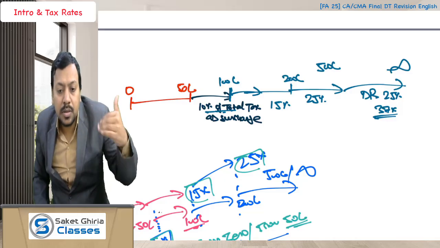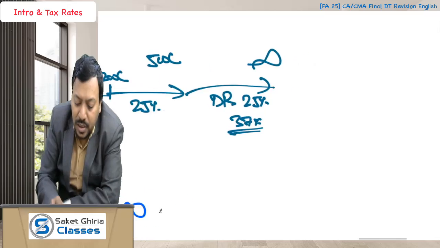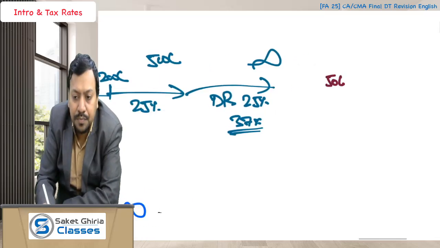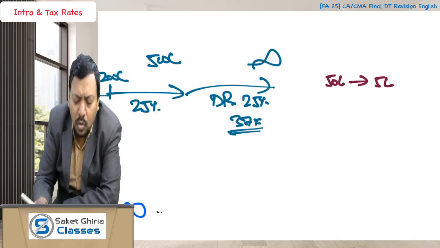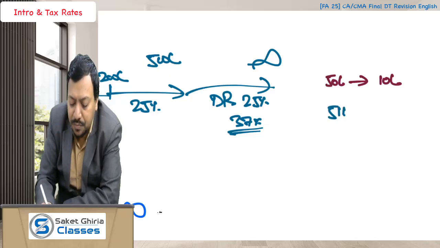So there may be some situation. What kind of situation? Let's say my income is 50 lakh rupees, and my tax liability is, let's say, 10 lakh rupees. As my income has increased to 51 lakh rupees, my tax may increase to 12 lakh rupees. Fine.